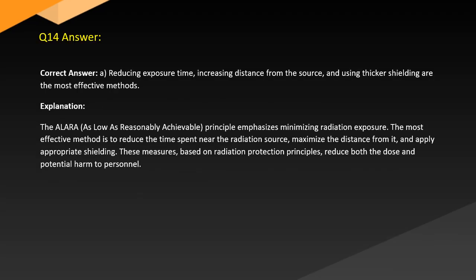Answer. Correct answer, A. Reducing exposure time, increasing distance from the source, and using thicker shielding are the most effective methods. Explanation. The ALARA, as low as reasonably achievable, principle emphasizes minimizing radiation exposure. The most effective method is to reduce the time spent near the radiation source, maximize the distance from it, and apply appropriate shielding. These measures, based on radiation protection principles, reduce both the exposure and potential harm to personnel.